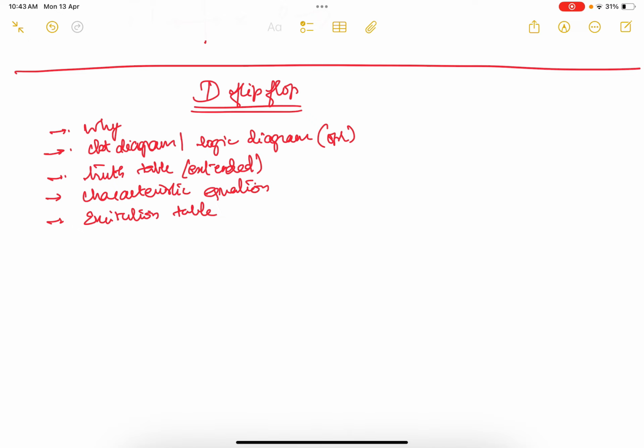So first of all, why this D flip-flop? And what does this D stand for? Sometimes they call this a delay flip-flop, or sometimes a direct flip-flop. Why delay? Whatever input you give will be delayed by a fraction of a second before you get your output. Or whatever input you set here will be your next state condition. So this is also called a direct flip-flop.